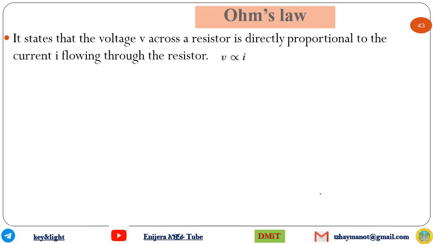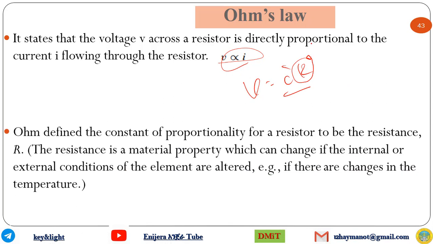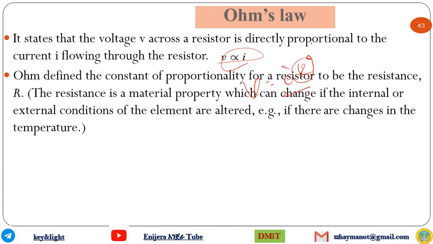Ohm's law states that the voltage across a resistor is directly proportional to the current flowing through it. V is directly related to the current, and R is the proportional constant. V is equal to I times R. This is Ohm's proportional constant, R, resistance. Ohm's law defines the constant of proportionality for a resistance to be resistance R.